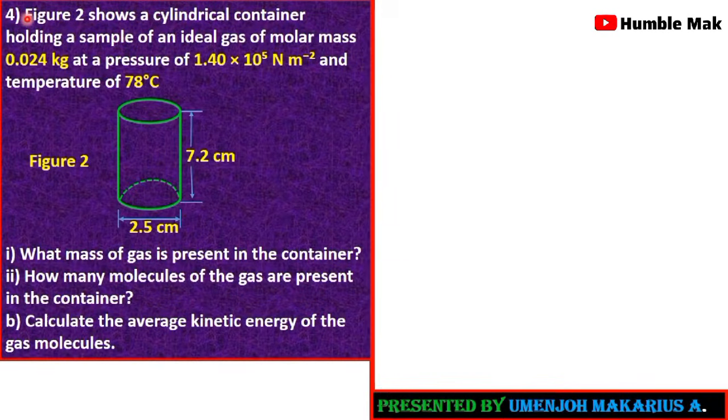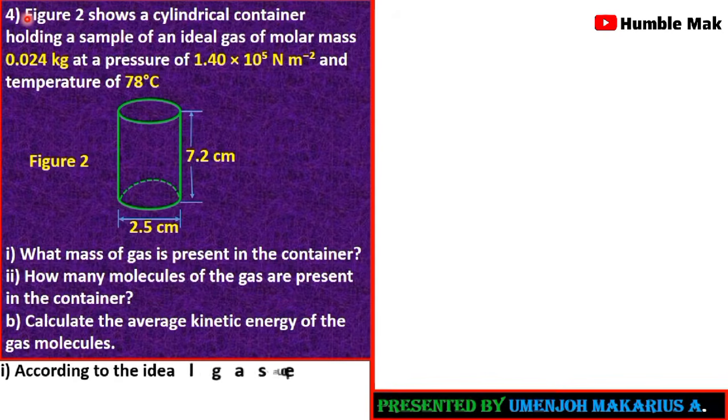The question states that Figure 2 shows a cylindrical container holding a sample of an ideal gas of molar mass 0.024 kilograms at a pressure of 1.40 times 10 raised to the power 5 Newton per cubic meter, and temperature of 78 degrees Celsius. That's the setup. Then they are asking what mass of gas is present in the container.